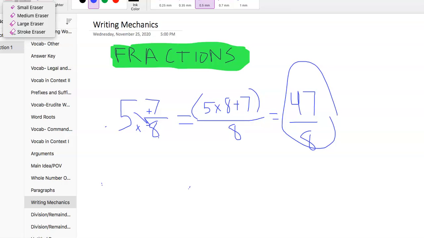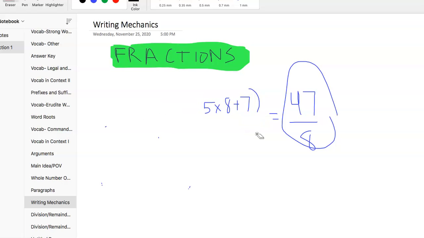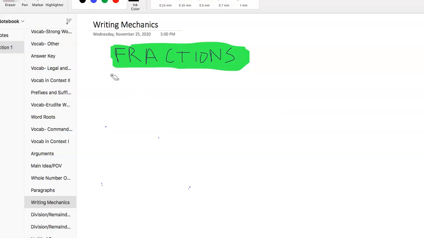Okay, and so we can do one more. Maybe I can get a better eraser. Oh, this is much better. Okay, so we'll do one more of those just to make sure you got it.